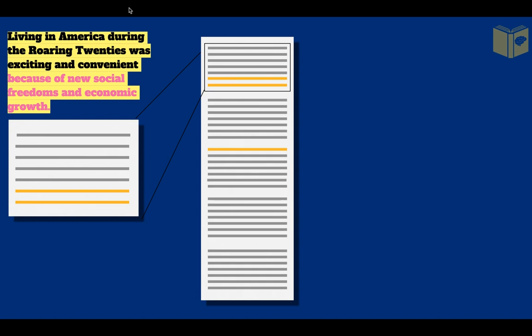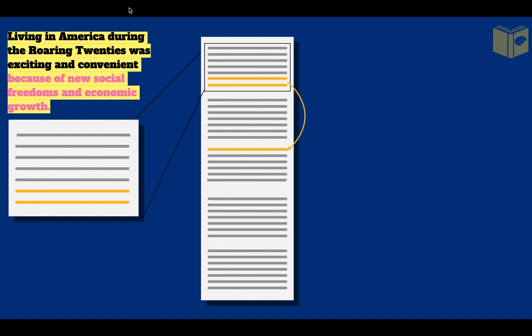So here's my essay. Now, as I said before, you want to expand on this and support this in body paragraphs. So one of my body paragraphs or two of my body paragraphs might be about social freedoms and others might be about economic growth. But I have to expand upon this, and my subclaims want to go a little bit deeper and give more information. So I'm going to do an example with economic growth. Well, what types of economic growth made the Roaring Twenties more exciting and convenient? Well, I know that mass production was one thing that did this, and new industrial innovations.